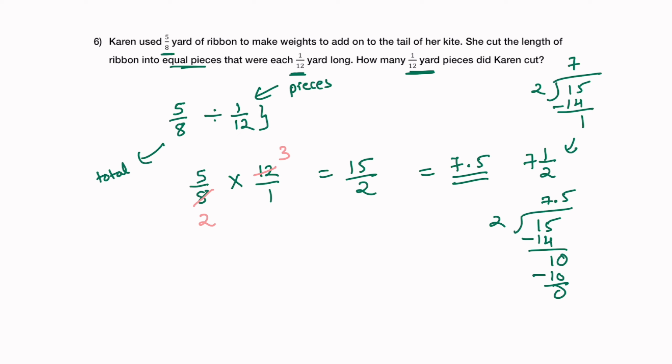Okay. What's the question? How many 1/12 yard pieces did Karen cut? So 7.5, the 0.5 does not count, because that's half. That's not complete. It has to be 1/12. So the answer is 7. We will not consider this half because we need to have each one 1/12. That half is not 1/12. It's an extra piece that's left. Karen cut 7 pieces that were 1/12 yard.